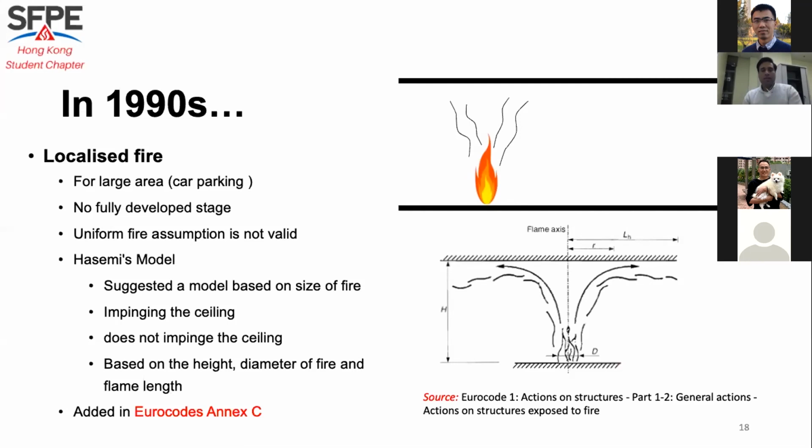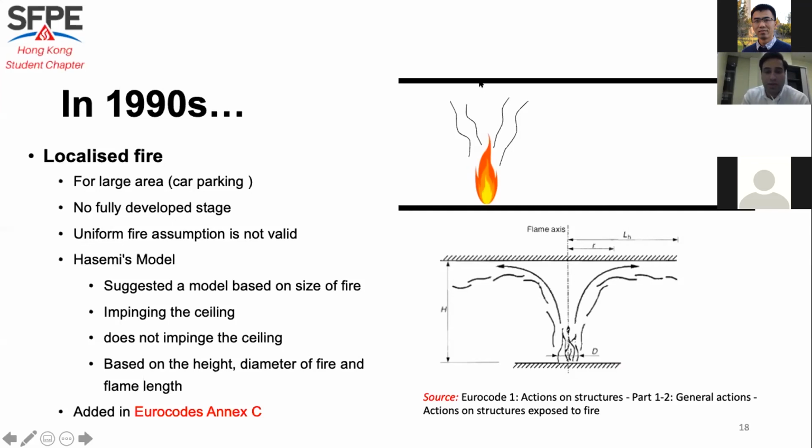Also in the 1990s, what happened? One important piece of work was done in Japan by Hasemi. The curves we have been talking about are uniform, and sometimes the fire does not completely reach flashover. The fire is burning locally, especially in, for example, a car park or storage area, where the area is quite big and the fire is burning in a particular place. In this case, the temperature here would be different than far from there. To understand this kind of fire, we call these localized fire models, or localized fires.